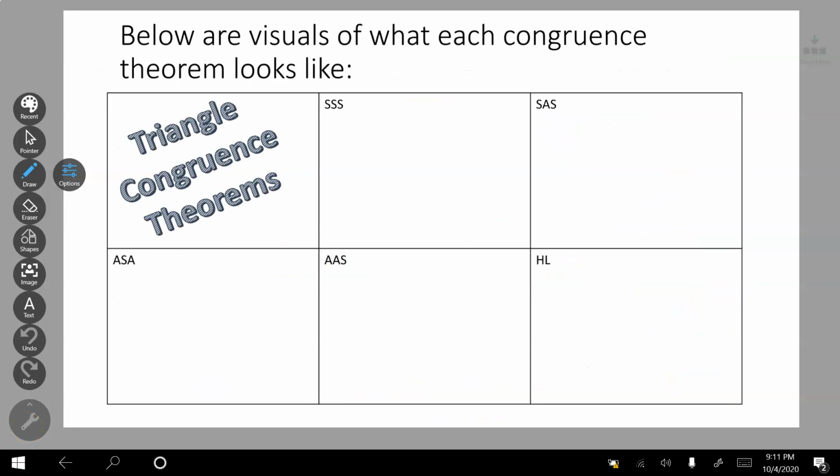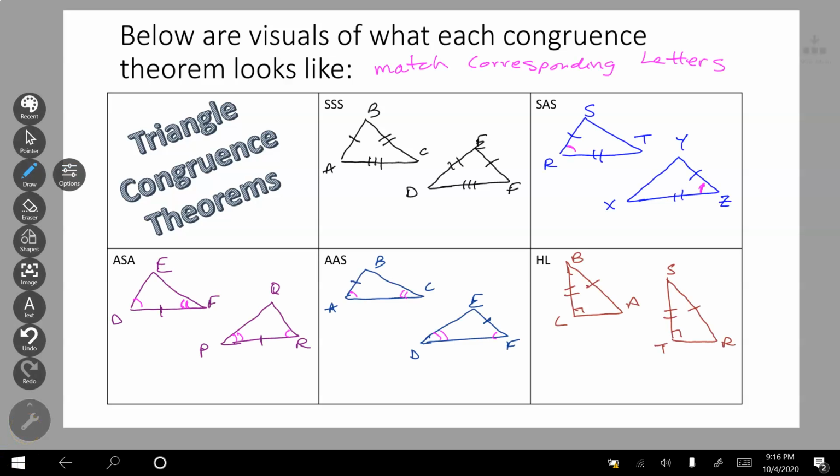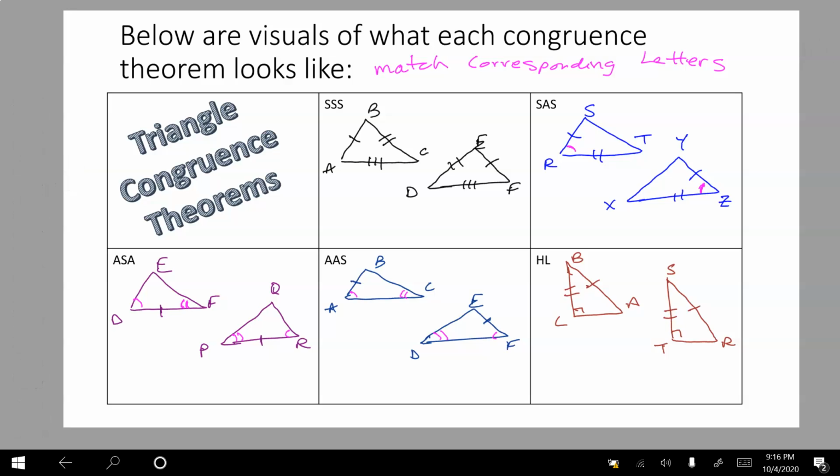On this page, I'm going to draw some triangles that fit the criteria of side, side, side, or side, angle, side, and so on and so forth. So I drew a bunch of triangles with tick marks on the sides for matching sides, and arcs on the angles that are matching angles. And the very first one is side, side, side. And I kind of drew them purposely where they were flipped around. So you have to make sure you match the corresponding letters.